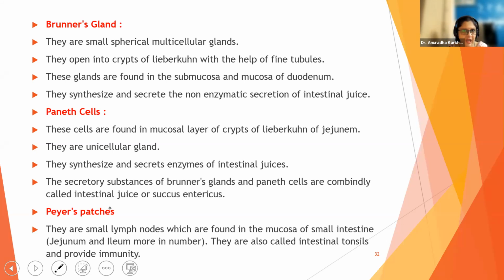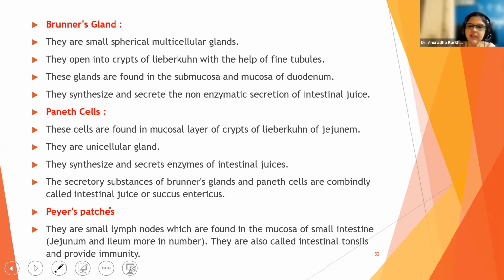Where are these glands found? Where is Brunner's gland? These glands are found in the submucosa and mucosa of the duodenum. So now you know the position of submucosa and mucosa. So the submucosa and mucosa will be having these Brunner's glands in between. Understood? And they'll open into the crypts of Lieberkühn. Correct? What is the use of them? What do they synthesize? See, they synthesize and secrete non-enzymatic intestinal juice. This is most important.